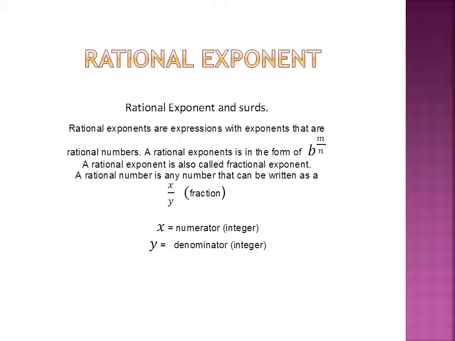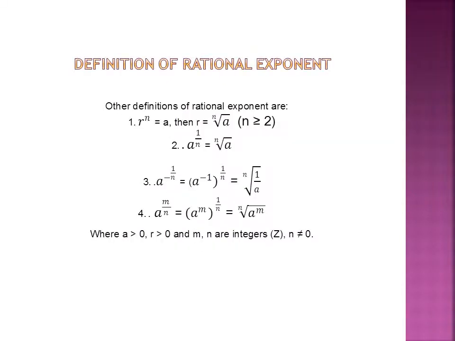A rational exponent is in the form of b to the power m divided by n. A rational exponent is also called a fractional exponent. We have definitions of rational exponents, and please learners, try to understand the definitions. You will see how we can apply the definitions in the examples that I will help you to solve. And please try to put the definitions in your mindset to be able to use when you see any rational exponent question.